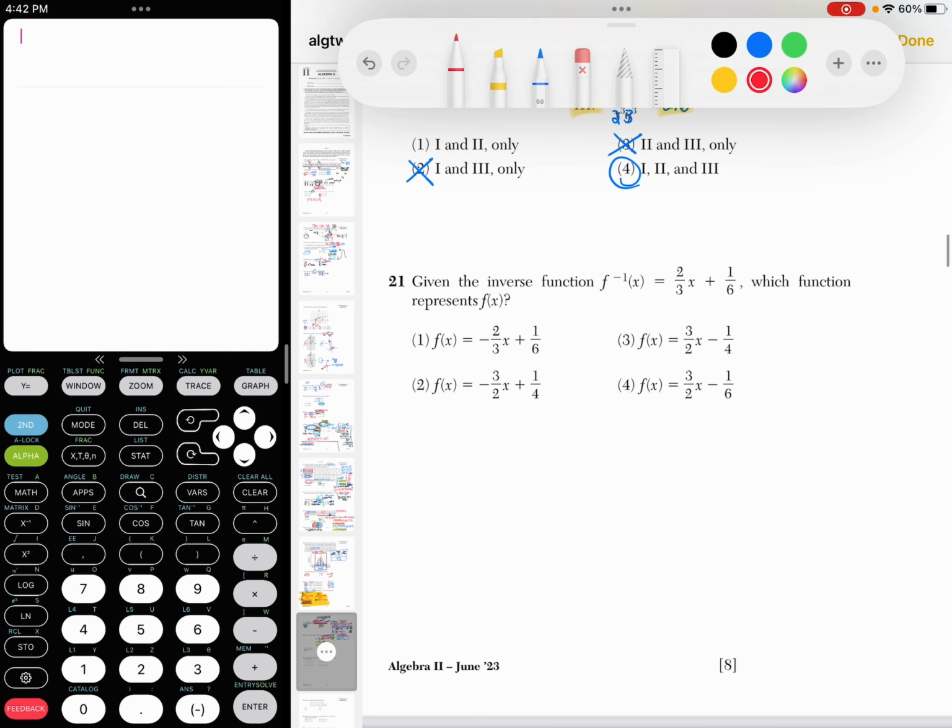All right, inverse. These are usually gimme questions. So it says, given the inverse function, which function represents f of x? So this one's giving you the inverse and asks you to find the original. It's the exact same step-by-step to if you were finding the inverse given the original. You have to switch x and y, then solve for y.